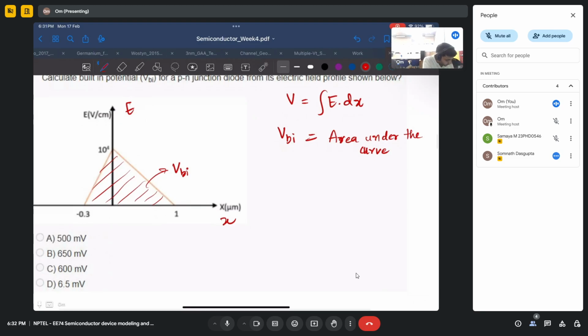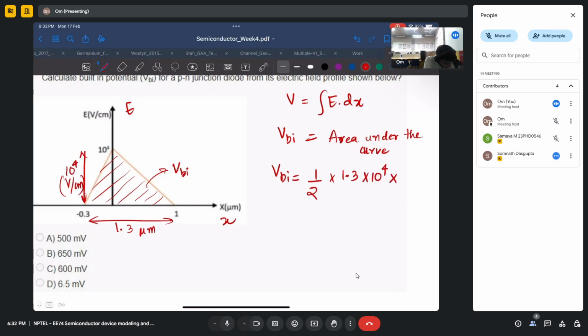So to simply calculate the area, this is a triangle, right? Half into base into height. Base is 1.3 micrometer, height is 10 to the power 4 volt per centimeter. I'll keep everything in centimeter. 1.3 into 10 to the minus 4, and height is 10 to the power 4. This will come out to be 0.65 volts, which is 650 millivolt. Yeah, this is VBI.